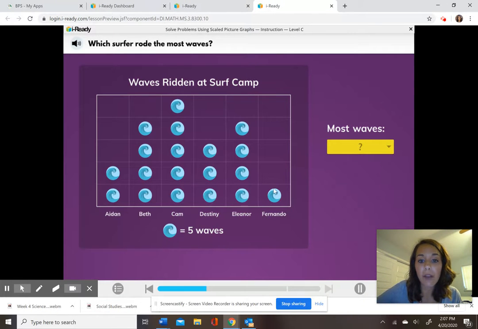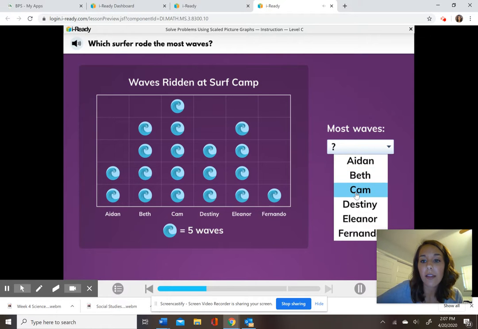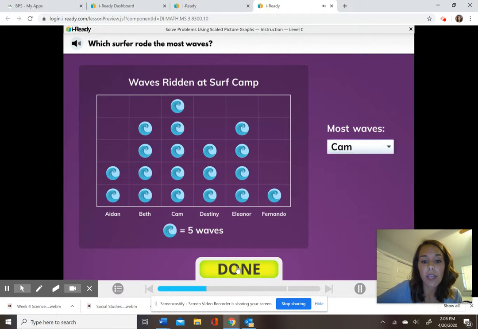In this case, I'm counting by 5s each time because it says each wave equals 5. So I know just by looking at it who had the most waves. And it looks like Cameron did. But I'm pretty sure the next question is going to be how many? So Cam here, 5, 10, 15, 20, 25. I have to count by 5s because that's what each wave represents. Each wave represents 5. So I know that Cam got the most. So I'm going to click Cam.